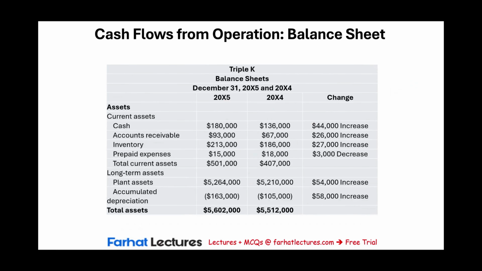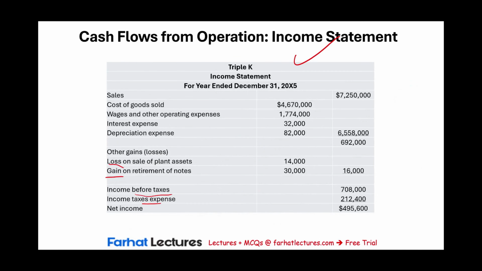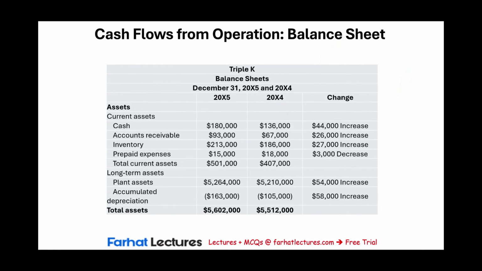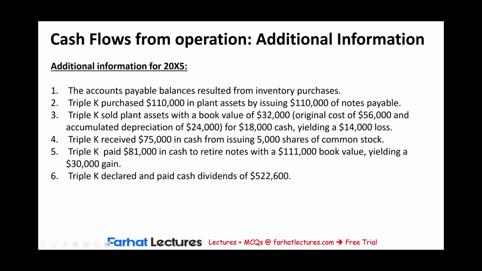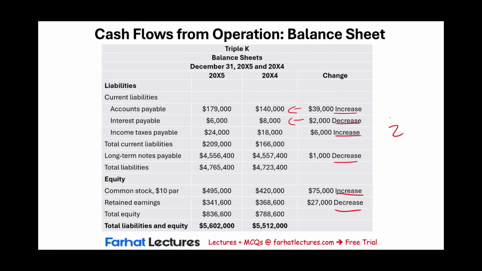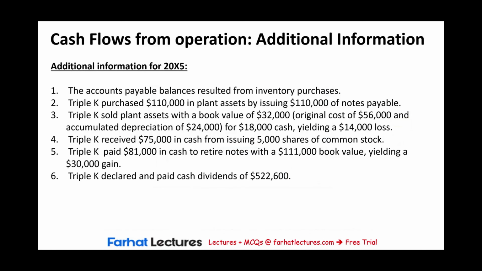So remember, we need the current income statement. That's item 1. We need the 2-year balance sheet. This is the asset section. This is the liability section. So this is the second item. And the third item we need is additional information for the current year. And this is what we meant by additional information. Additional information is additional knowledge about the company's transactions.